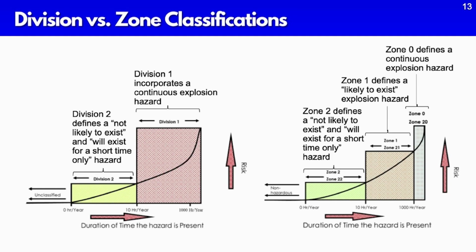Now we might conclude that a Class 1 Division 1 product would be suitable for a Zone 0 location, but this is not true. The Canadian Electrical Code has restrictions on what products may be used in a Zone 0 location. We will talk more about this later in the course.